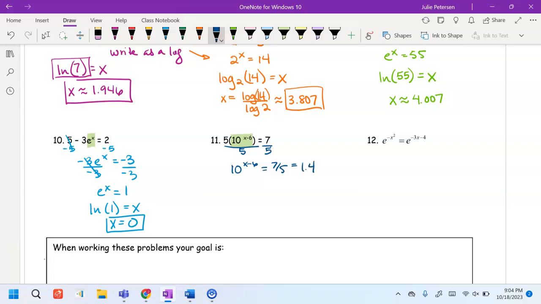And then 10 and 1.4 don't have a common base. So we'll rewrite this as a logarithm. 10 to the x minus 6 equals 1.4. As a logarithm, we'll use this for our base, 10, which means common log, and you don't have to write the base 10. So log of 1.4 equals x minus 6. And so we're going to get a decimal here that we're going to end up having to add 6 to. So once you type that in your calculator, you'll do the common log of 1.4 and then add 6. And then we should get x equals 6.146.